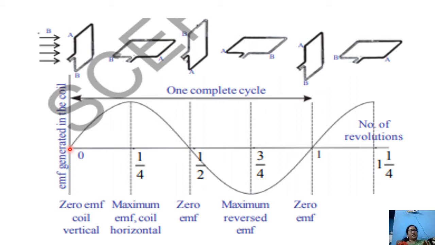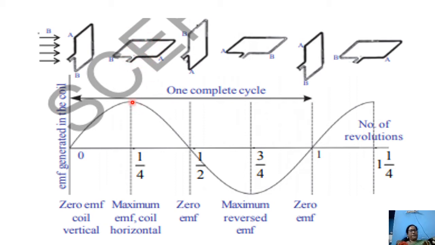The current in the coil is 0 at this position. When the coil is rotated in clockwise direction, current will be induced in it and it flows from A to B. During the first quarter of rotation, the current increases from 0 to maximum value. See here, and it reaches the maximum value when the coil is in horizontal position. This is the horizontal position.